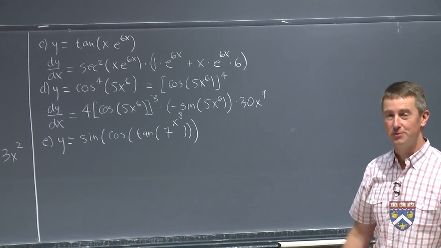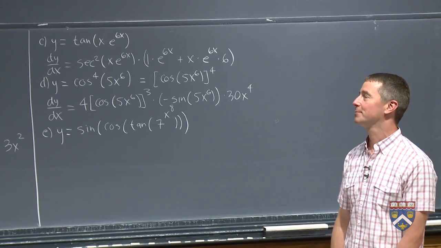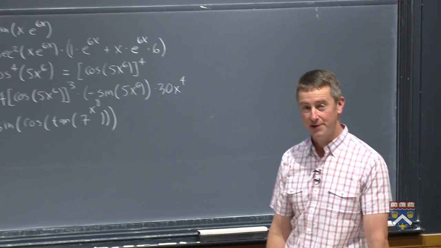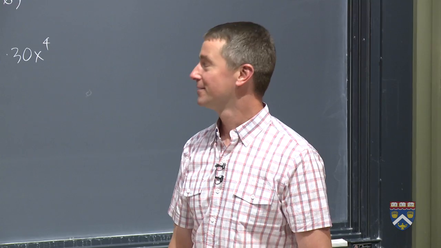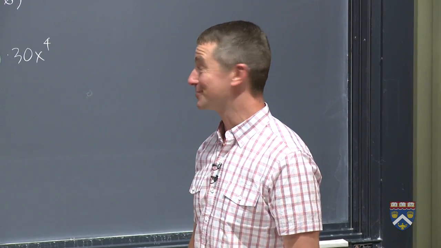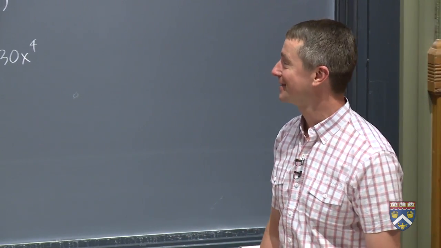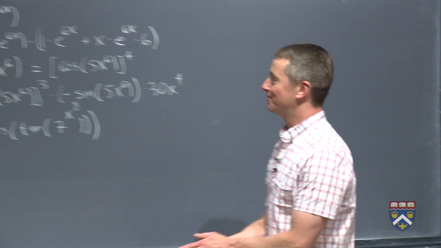And these functions really do arise in real life. If you, for example, look at the famous Black-Scholes equation that they won the Nobel Prize in economics for pricing derivatives, the solution to that equation is much messier than these. All right, how about this one?